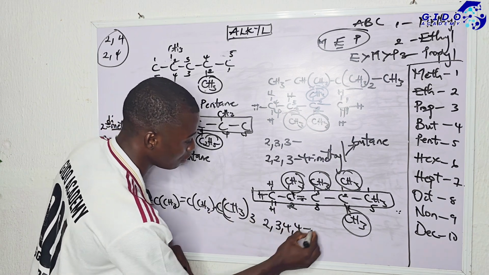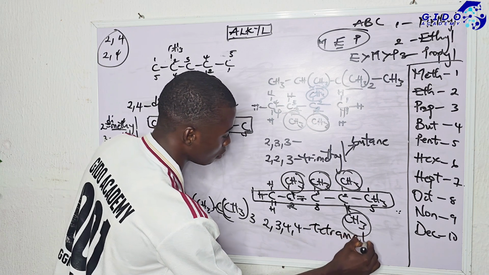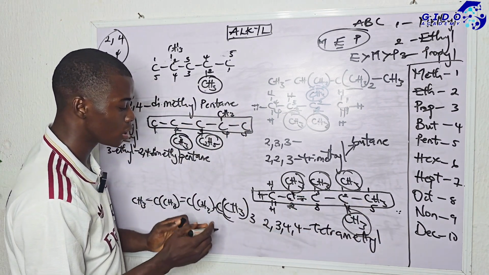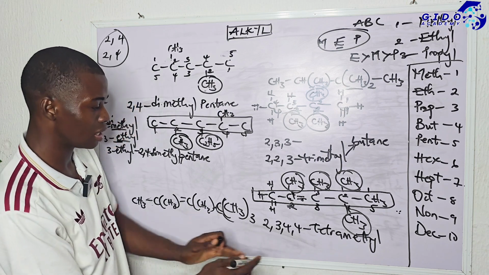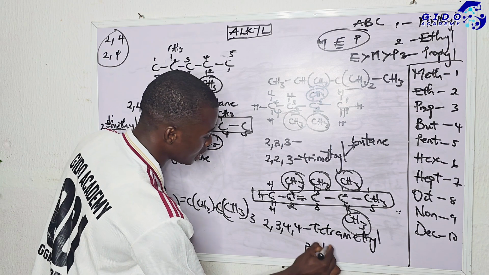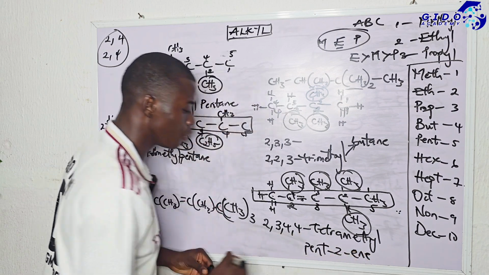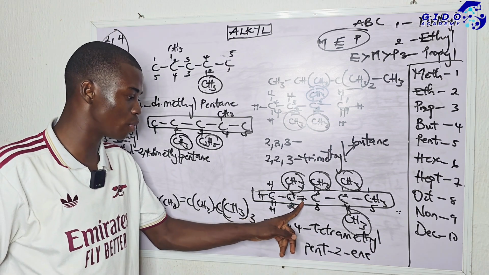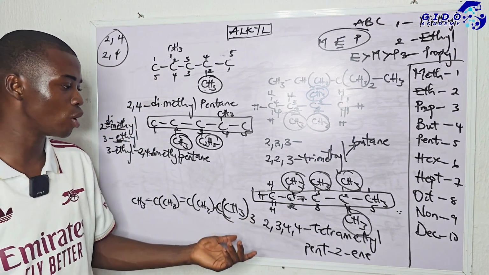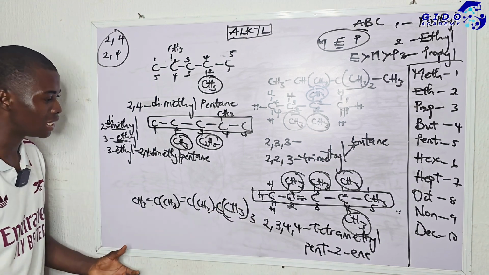Then how many methyl groups do you have here? 4. It's called tetramethyl. So it will be 2, 3, 4, 4 tetramethyl. Then 1, 2, 3, 4, 5. 5 is what? Pent. 2 double bond in, ene. The reason for the 2 there is because the position of the double bond is in what? Is in 2. So that's what you do. As it means there's a double bond there, the name of the structure will also be changing. So that's how you name organic what?